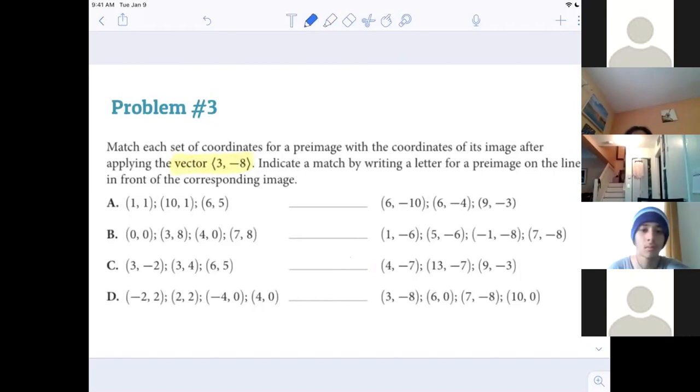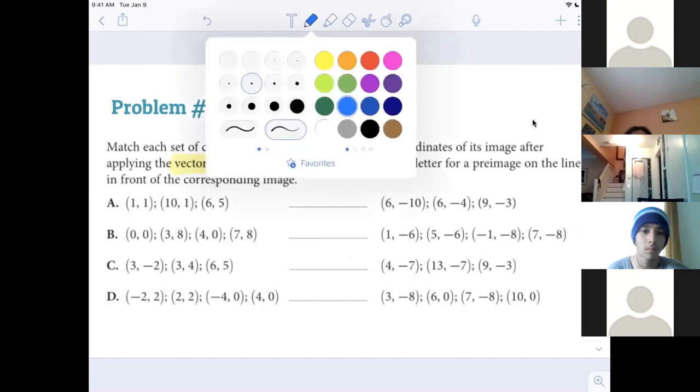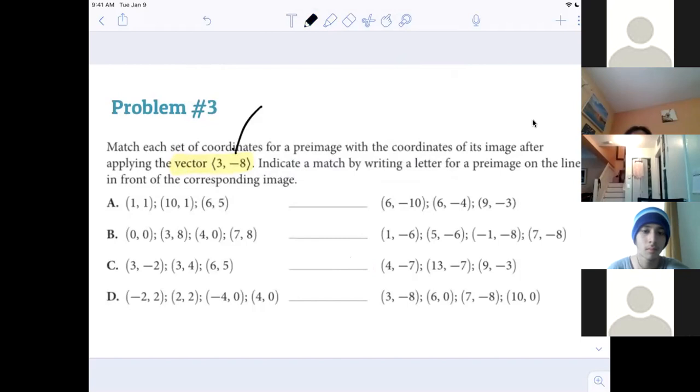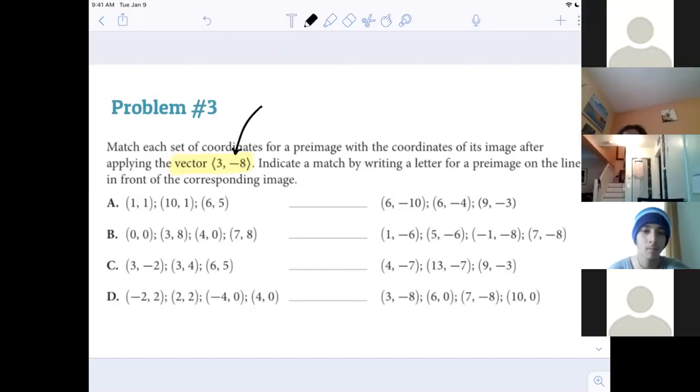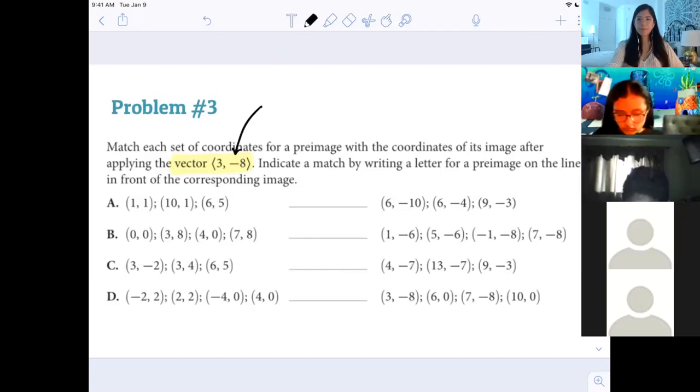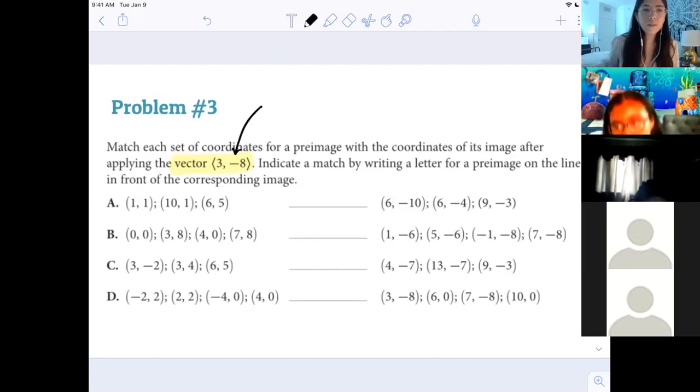Somebody tell me in words. Matter of fact, not just somebody. Let's have Samaj. Tell me in words what this means. Samaj, you there? Okay, she might not be with us. Okay, in that case, let's have Janelle's. What does that vector tell us to do?